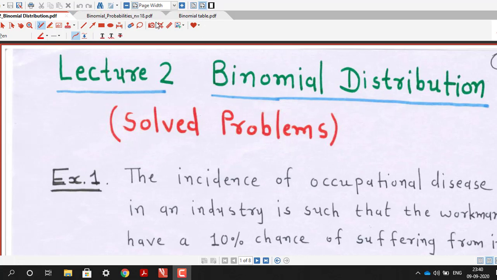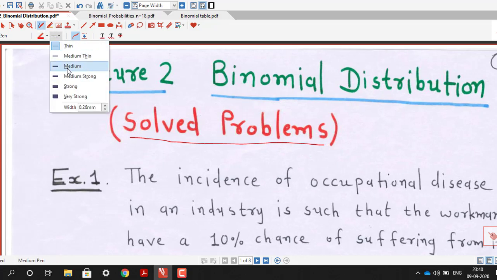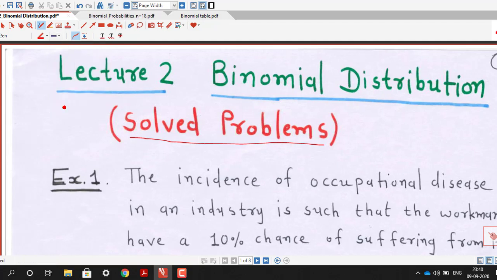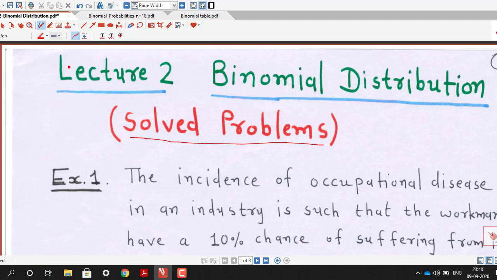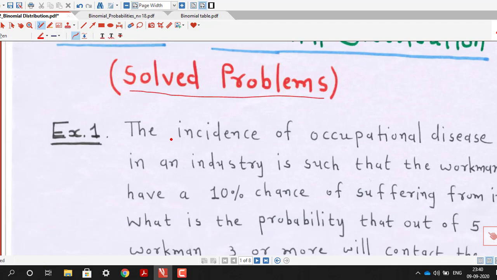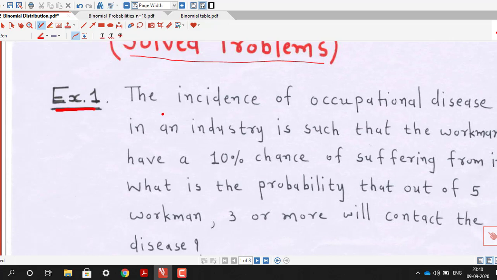In the previous lecture we defined the binomial probability distribution and discussed under which situations we can apply it. In today's lecture we are going to do some more problems on binomial distribution. Also, we will explain how to use the binomial probability distribution table to calculate probabilities. So let us start with example number 1.